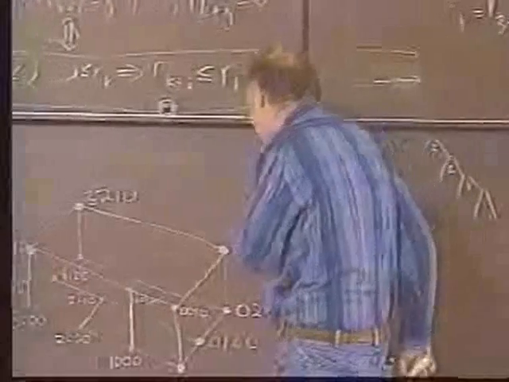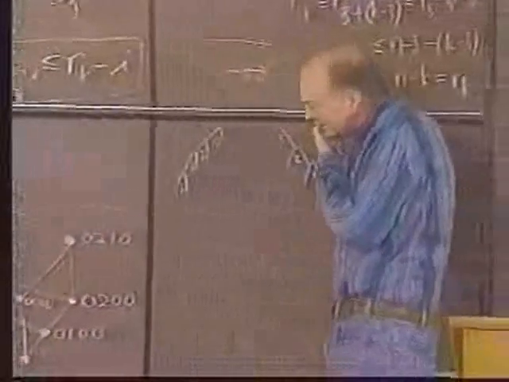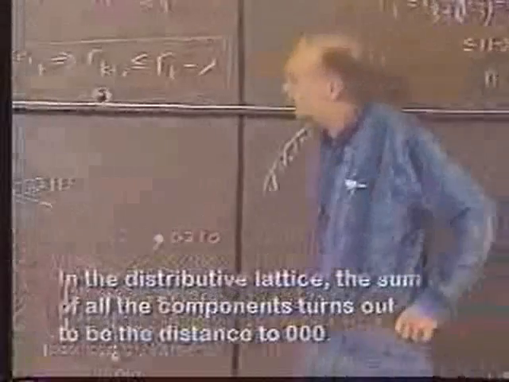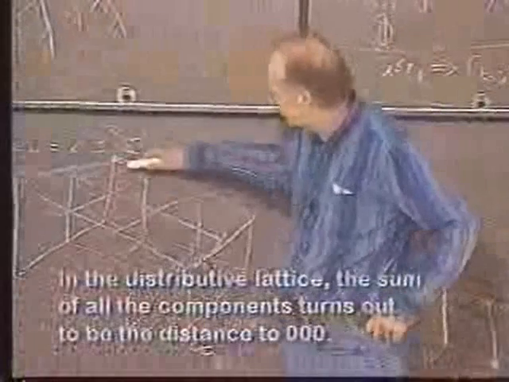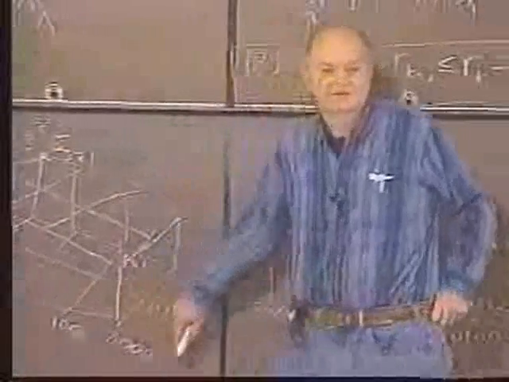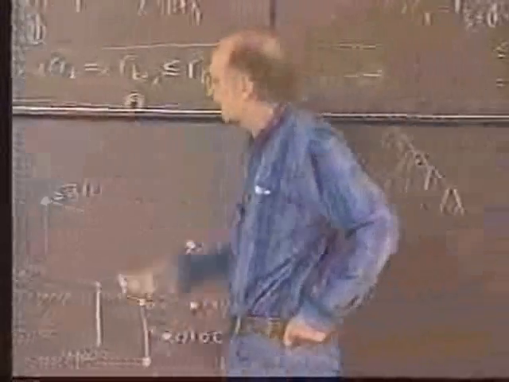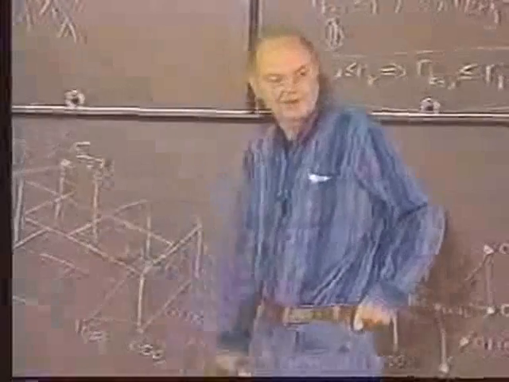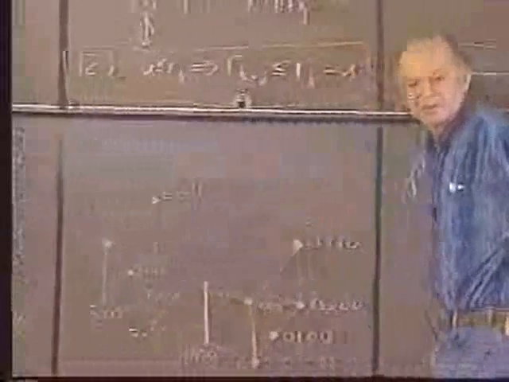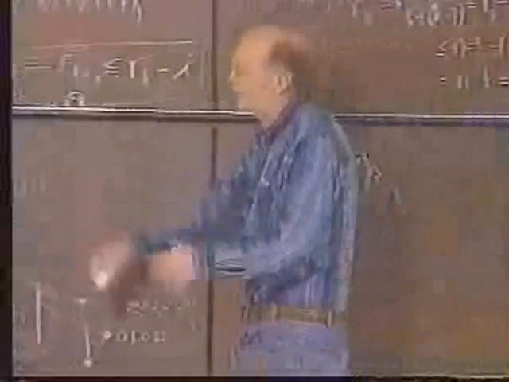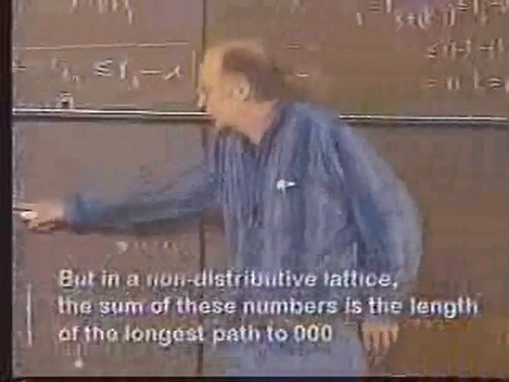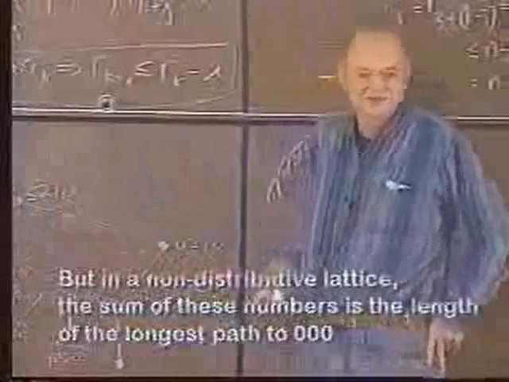Another thing to observe here is the sum of all the R's. In a distributive lattice, the sum of all the components turns out to be the distance to 0, 0, 0. Every time you take a step, you increase by one the sum of the components. So this 3, 2, 1 here is six steps away from 0, 0, 0, and whatever path you take, you always go down by exactly one. But in a non-distributive lattice, that doesn't happen. The sum of these numbers does have an interpretation, though: it's the length of the longest path to 0, 0, 0.